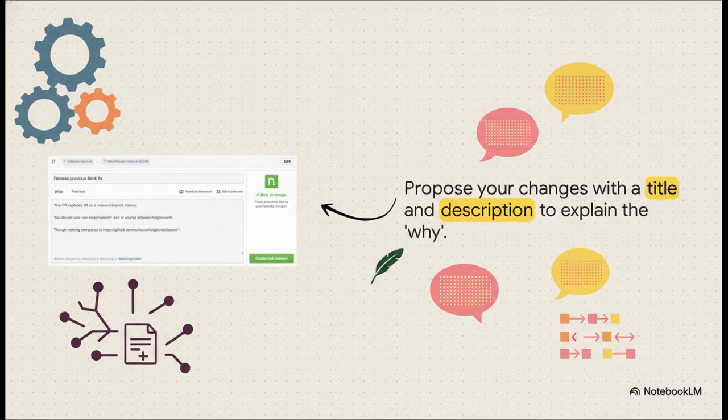You're not just dumping code. You give your PR a clear title and a description that explains the why behind your changes. That context is absolutely crucial. And then the system gives you this amazing side-by-side view of exactly what you added and what you removed, making it super easy for reviewers to jump in and leave comments right on specific lines of code.